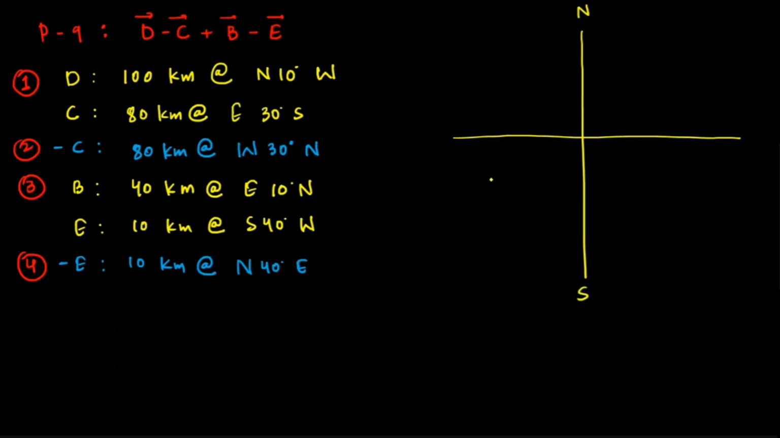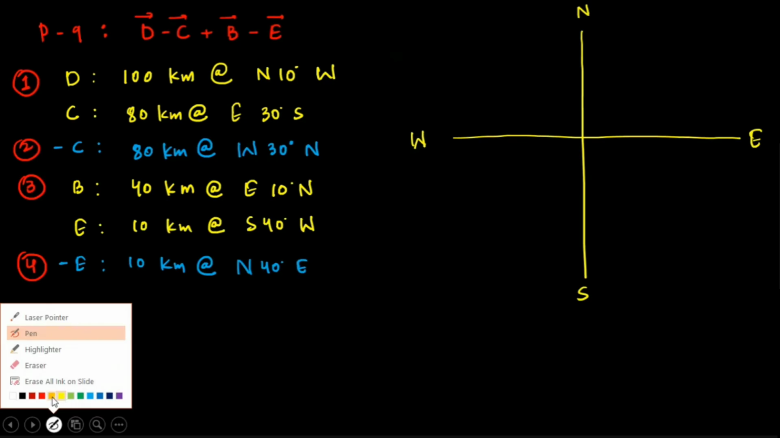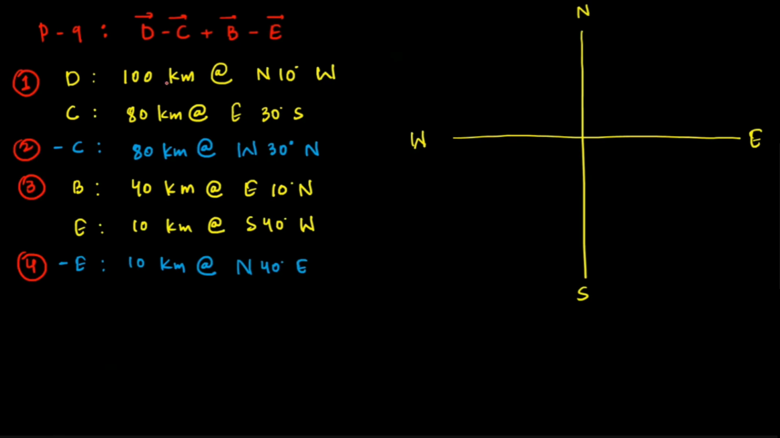North, south, east, east. So here D vector is 100 kilometers at north 10 degrees west. So it is going to lie like that. It is going to be the 10 degrees, and it is the D vector. It is 100 kilometers.